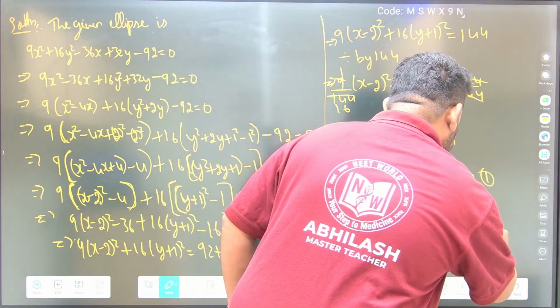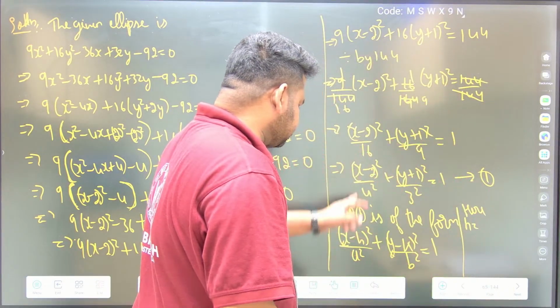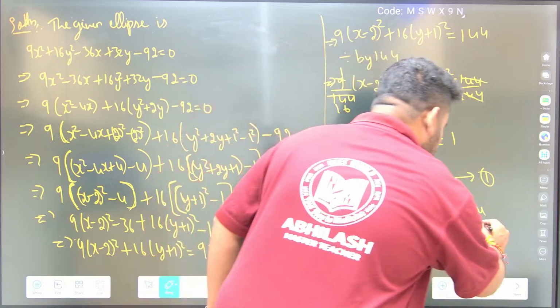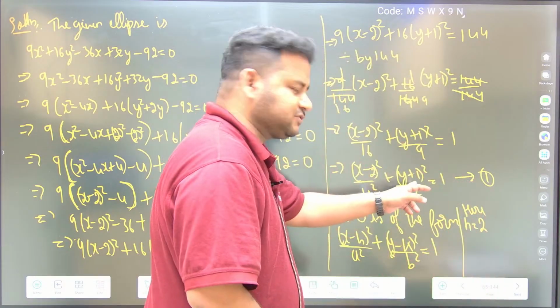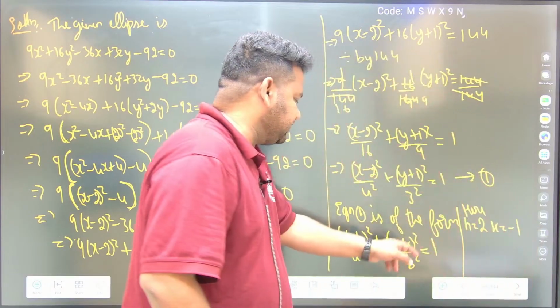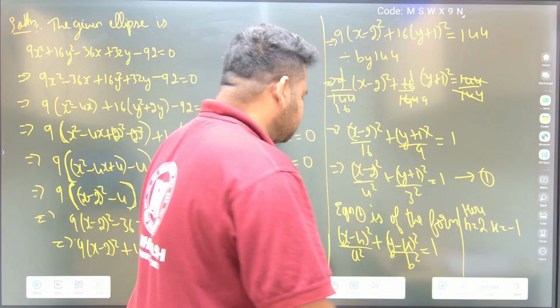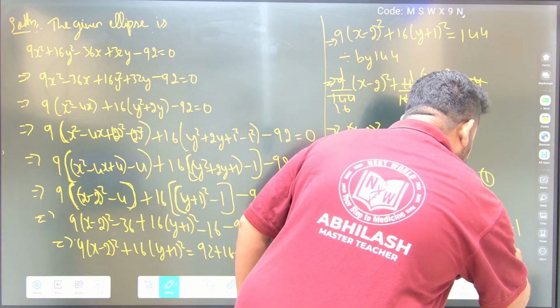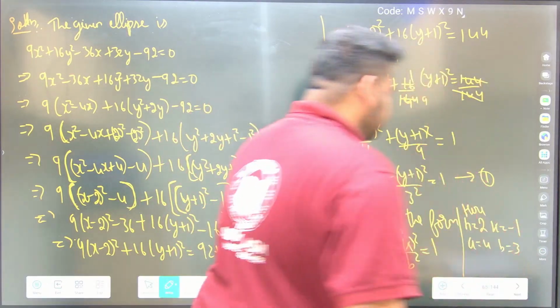h is equal to what? This is x minus h, this is x minus 2. That means h is equal to 2. Here y minus k, here y plus 1. So k is equal to minus 1, because it is plus 1 here and it is minus in the form. So a is equal to 4, b is equal to 3. Clear? This is what we got.